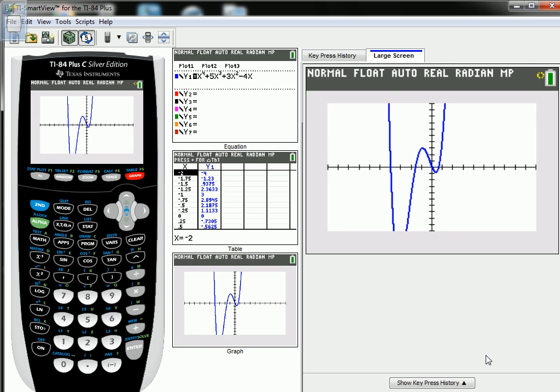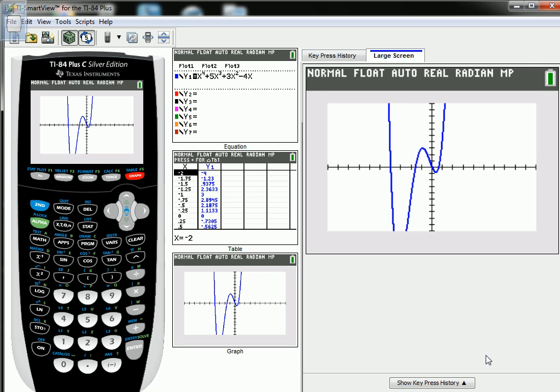Okay, I like this graph, but I can't see all of it. Look down here. There's part of it missing, so I need to go lower. How do I make my window go lower so I can see everything? Window, and then what do I do? Y. I think it's Y min.